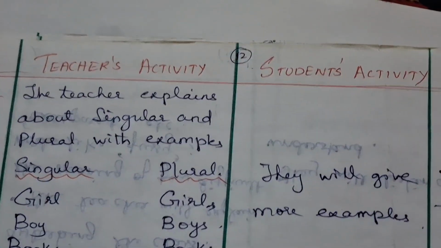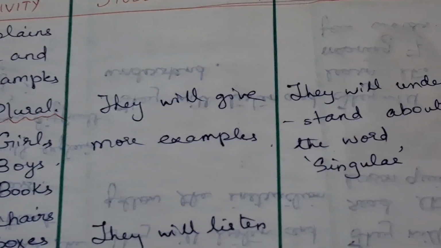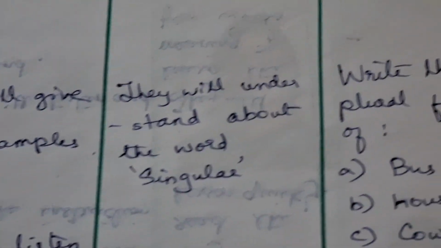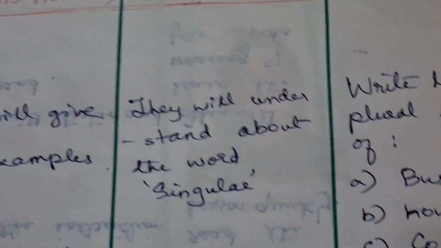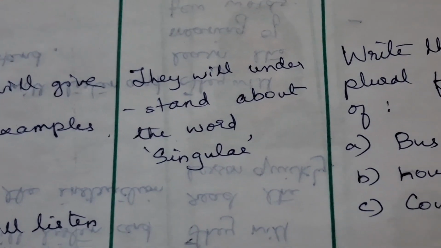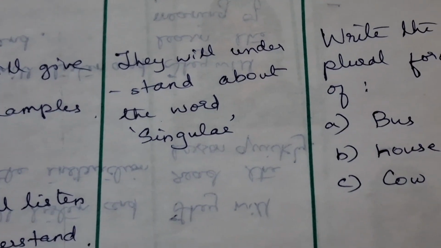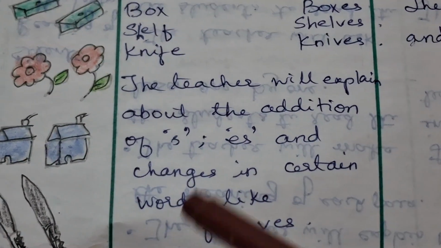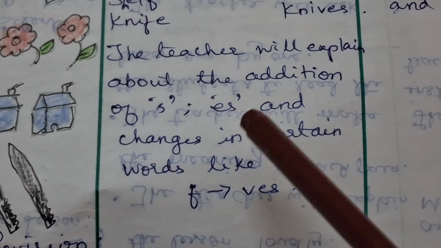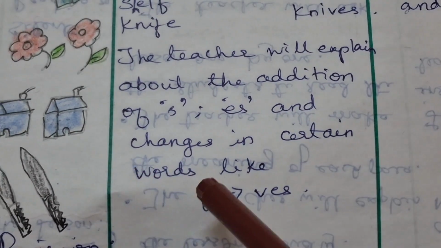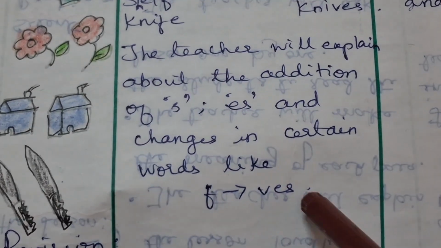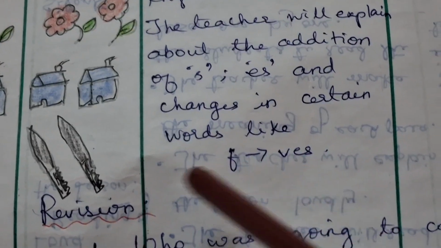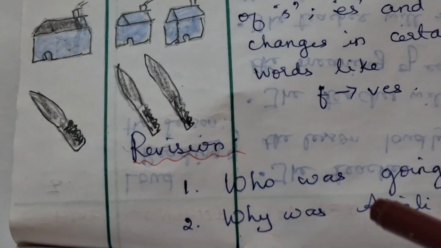Then the teacher gives the evaluation. You have to write the questions. They will write the plural for certain words which are not in the given examples. Apart from that, the teacher will explain about the addition of S and ES, where ES comes and where S comes. And F, for example, knife and knives. So the spelling changes will be there. Here the teacher will be giving some differences.